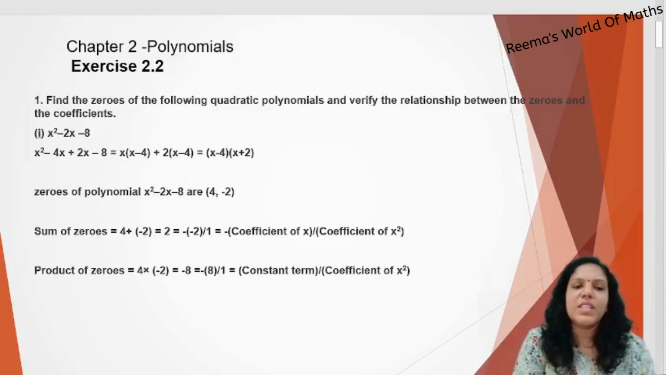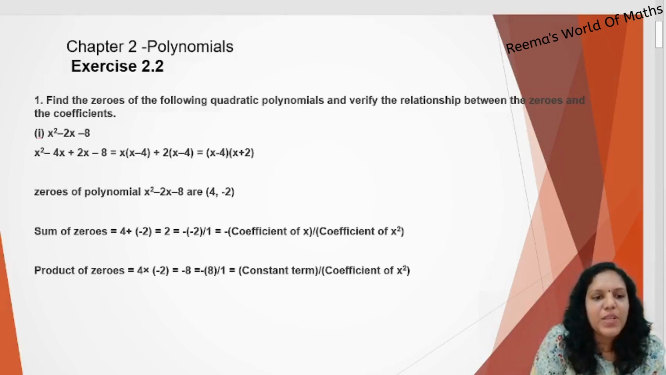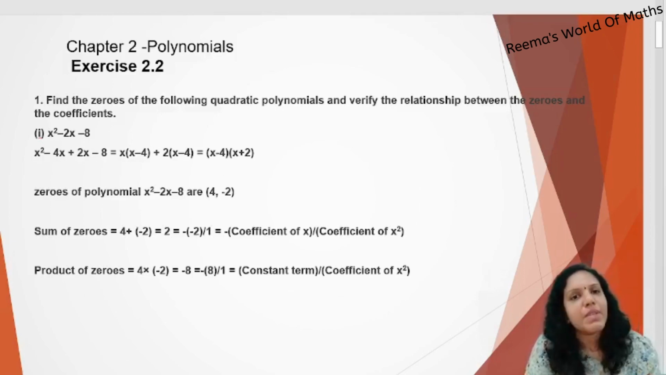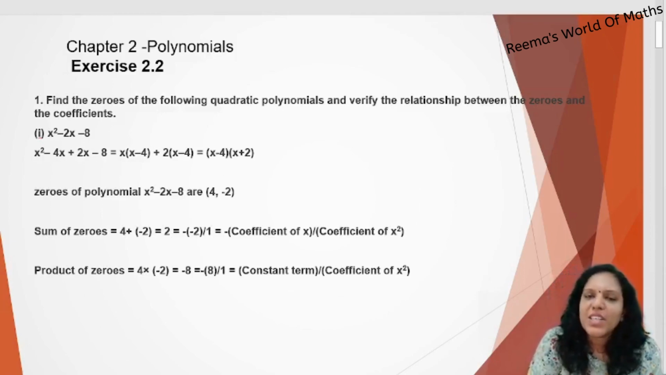So the first question is to find the zeros of the following quadratic polynomials and to verify the relationship between zeros and coefficients. The first one is x squared minus 2x minus 8. To find the zeros, we need to factorize this polynomial, and we are using the method of splitting the middle term, which we have learned in 8th and 9th.